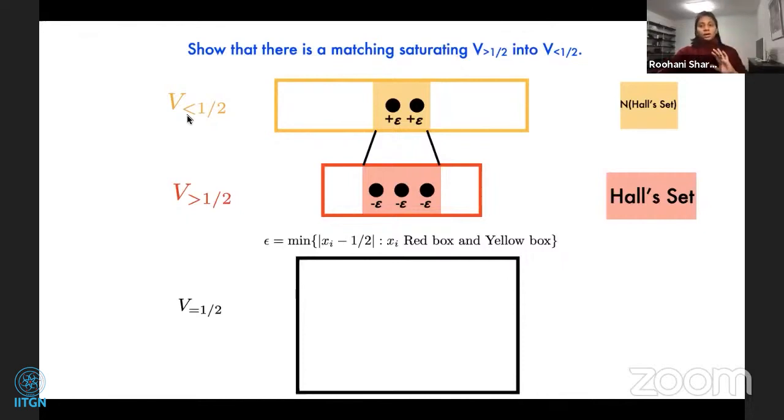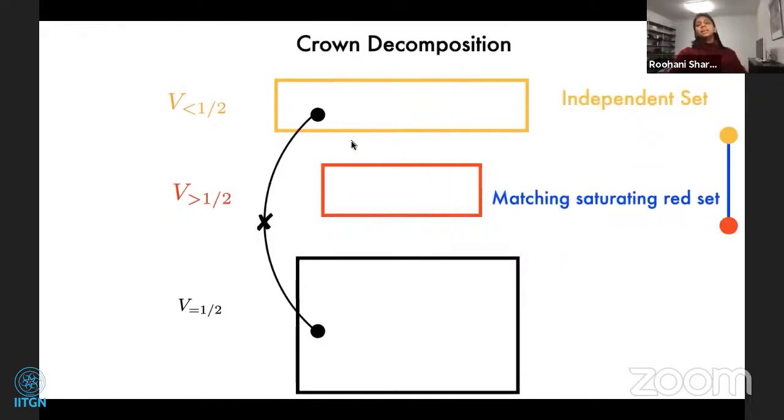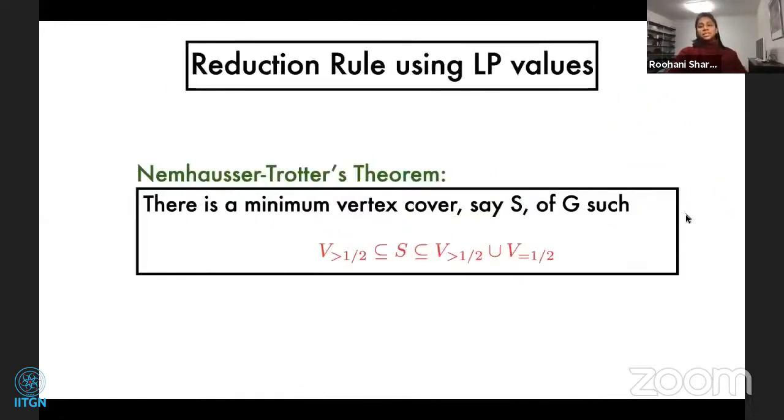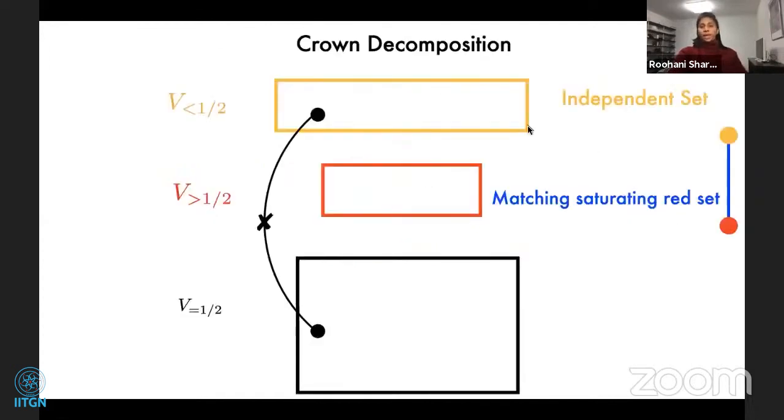So what we have shown is that if there is no matching saturating the red set, then we get a contradiction. So what we have really is there is a matching saturating the red set, and we have all the other properties of the crown decomposition. So basically these three sets form a crown decomposition.